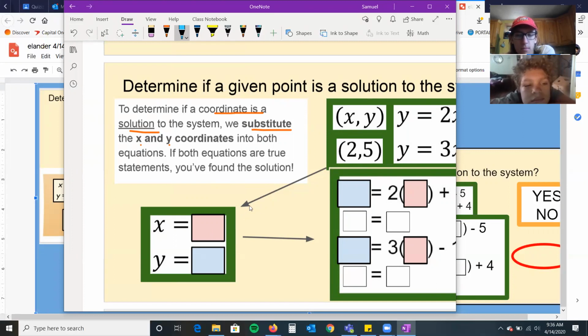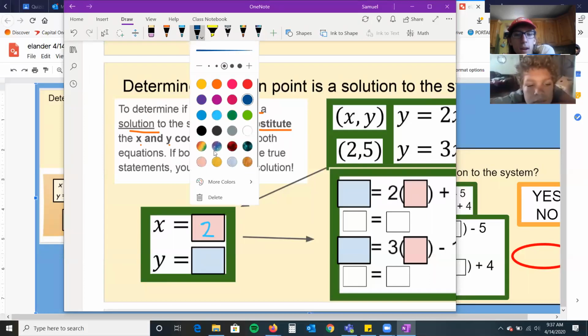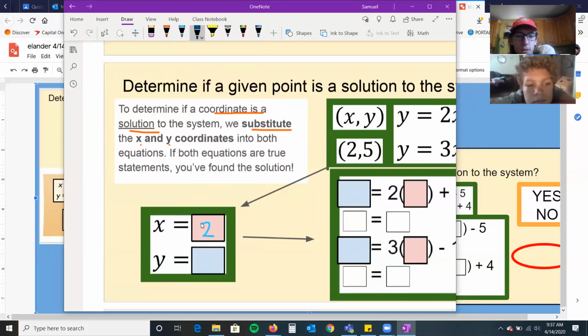Good. Awesome. Anyone else? Agree or disagree? You can give a thumbs up or a thumbs down if you agree or disagree. Agree. Okay. All right, good. So this is going to be 2. And so then what is our y going to be? 5. Excellent. So if this is 2, because it's our x, this is going to be our 5.